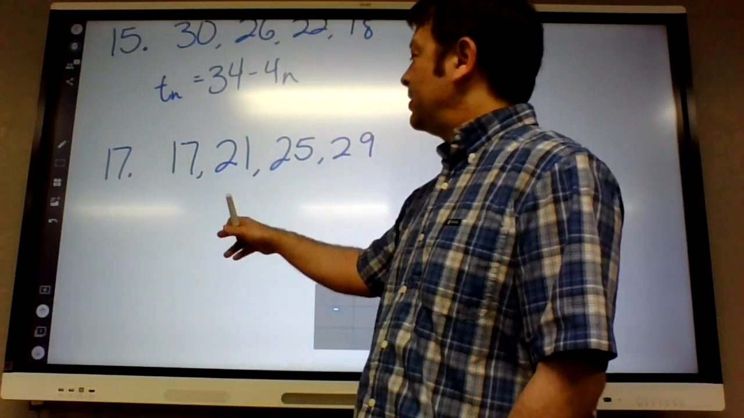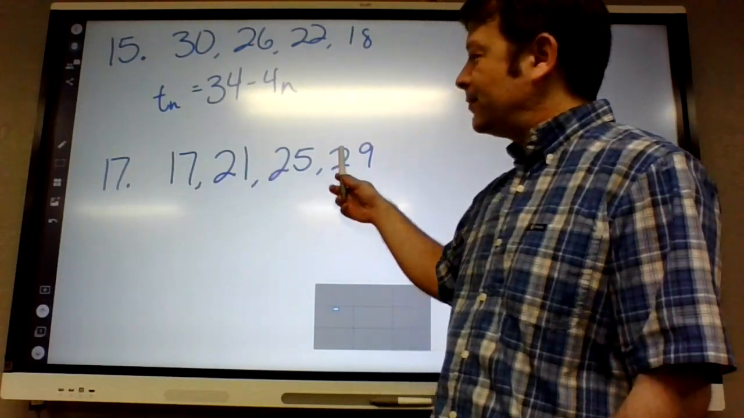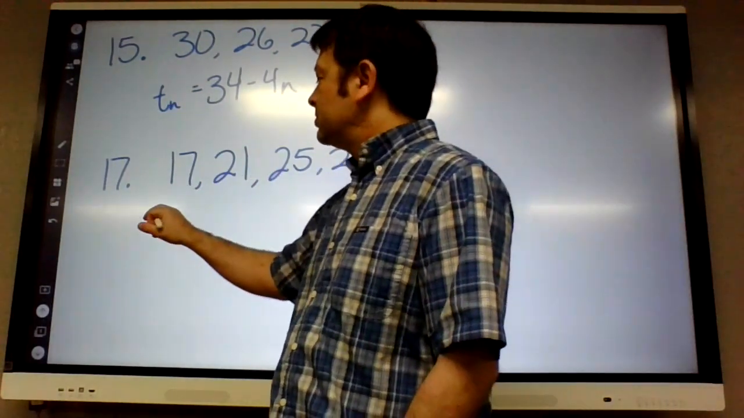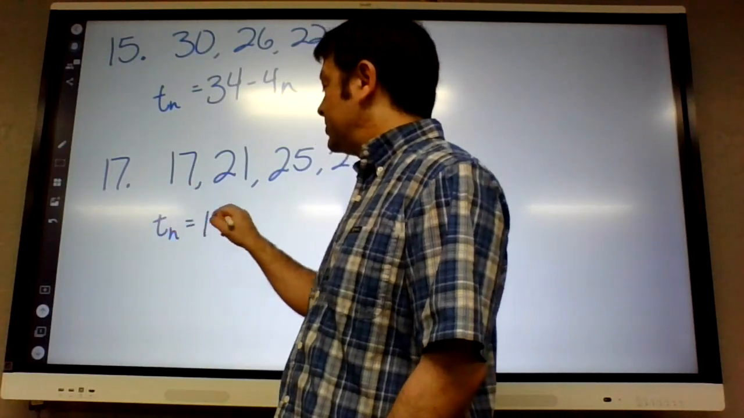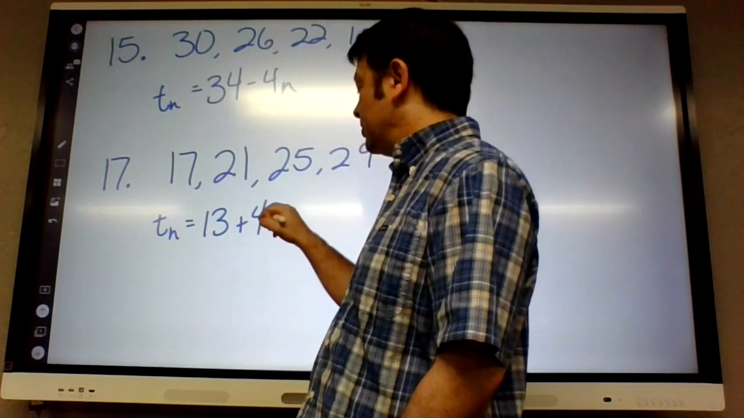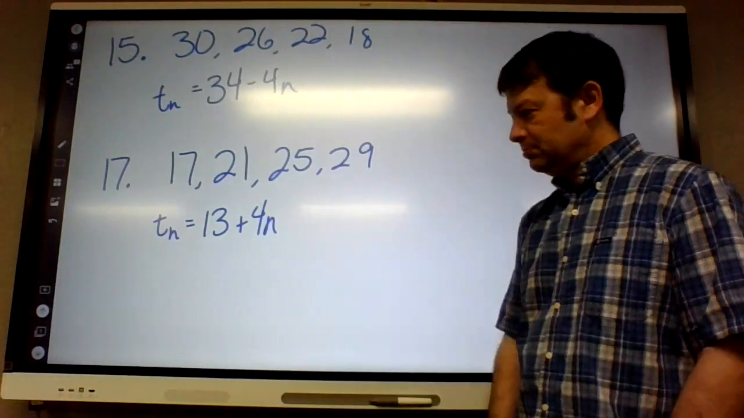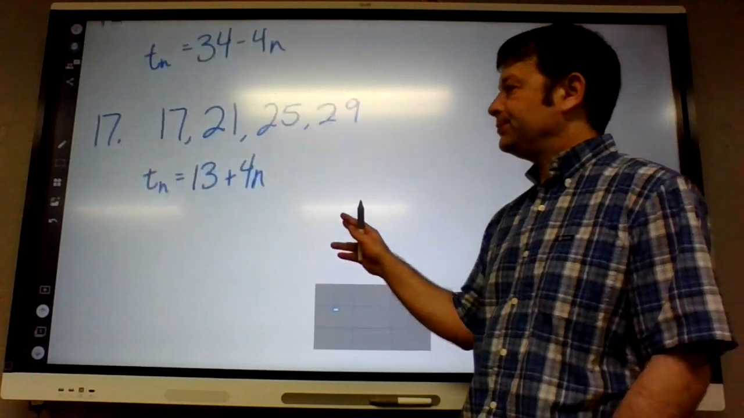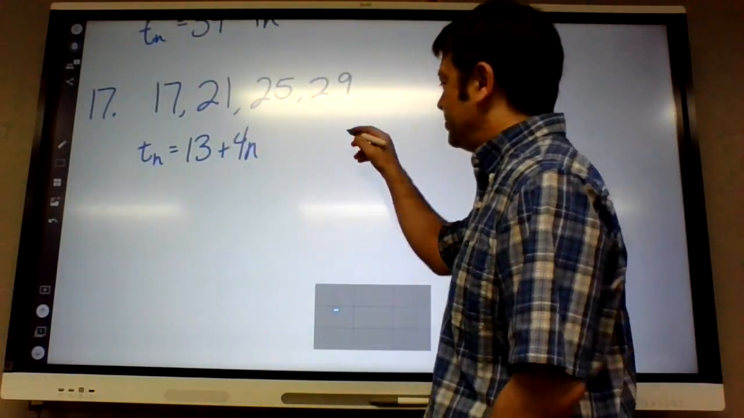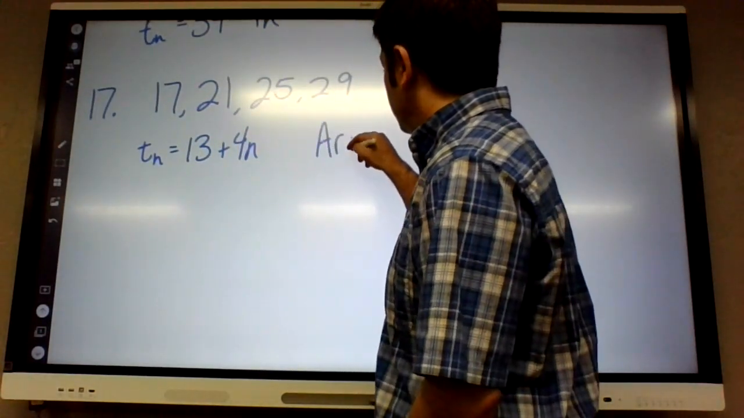So, kind of like the last one, right? The pattern is plus 4. So very similar to number 15. So if I back up 4, that would start at 13, and then I'm going to add on 4 times n for each of the terms. Oh, is it arithmetic or geometric?